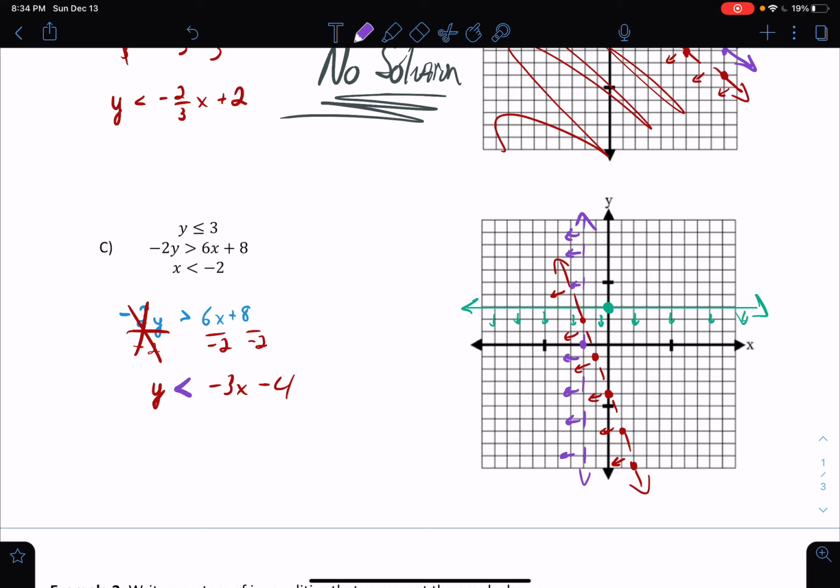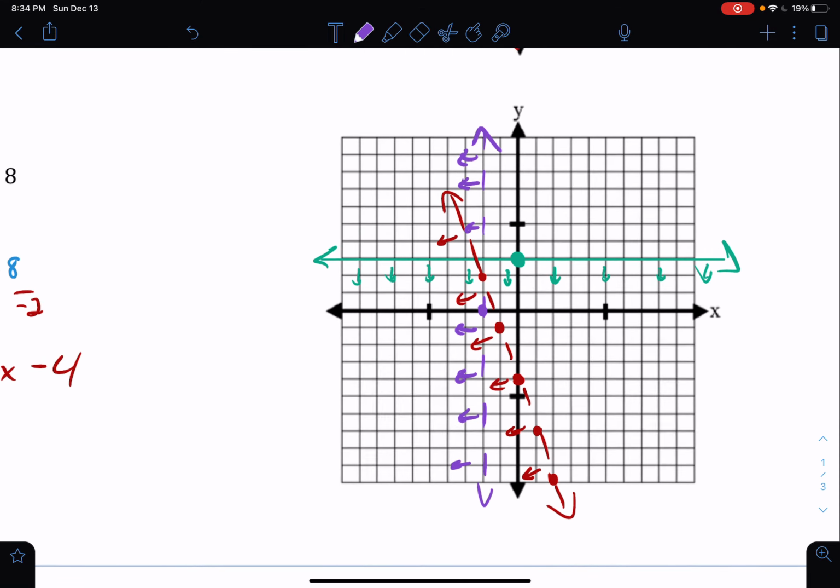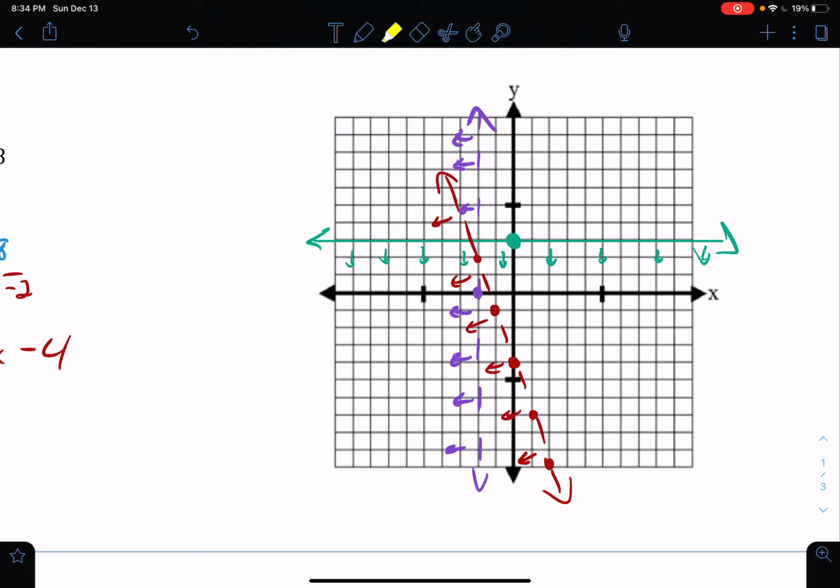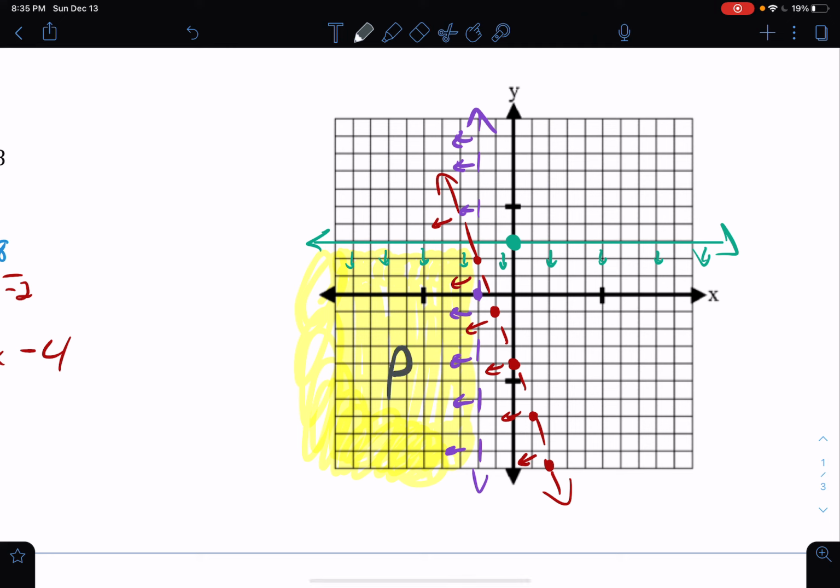All right, so we got a lot of different arrows happening here. But if you notice, our overlapping region is below this line, below the red line, and to the right of the purple line. Okay, so right here is my solution region, and it's going to keep going on for infinity in this area. So anything on a solid line we would include, but if it's on the dashed line, we would not include. That's not part of the solution set. Those dashed lines are just setting the boundary here.